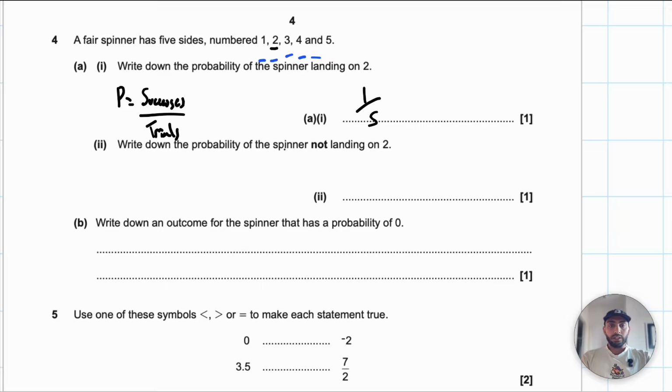Part 2. Write down the probability of the spinner not landing on 2. Because we know the probability of it landing on 2, we can find out the probability of it not landing on 2 very easily. The probabilities of something happening add up to make 1. So the probability of landing on 2 is 1/5. We take 1/5 away from 1, which leaves us with 4/5. You can think of this one whole as 5/5. You're taking away 1/5. 5 take away 1 is 4, so 4 over 5.